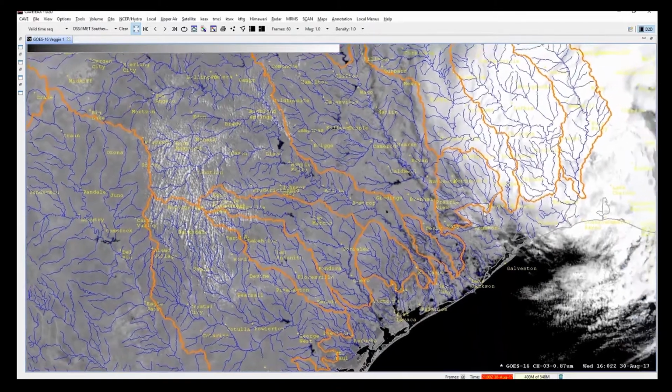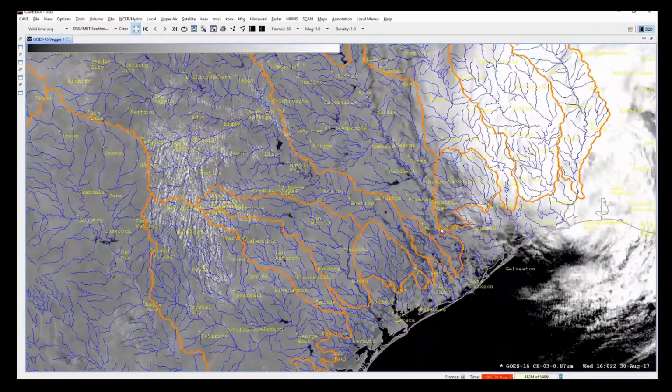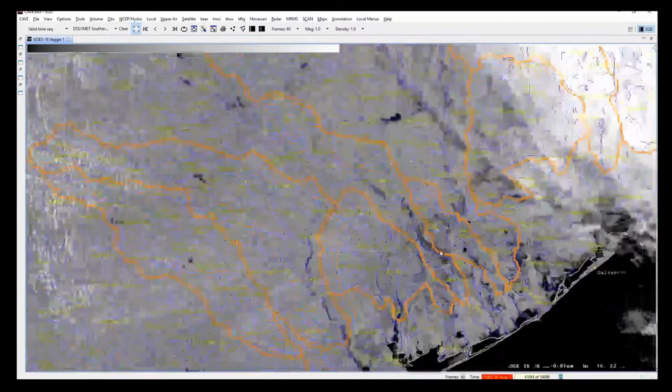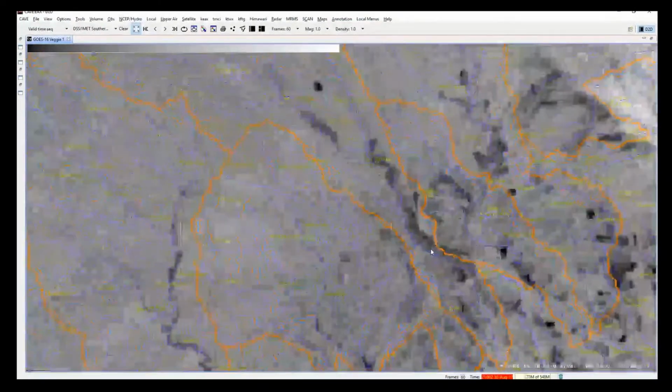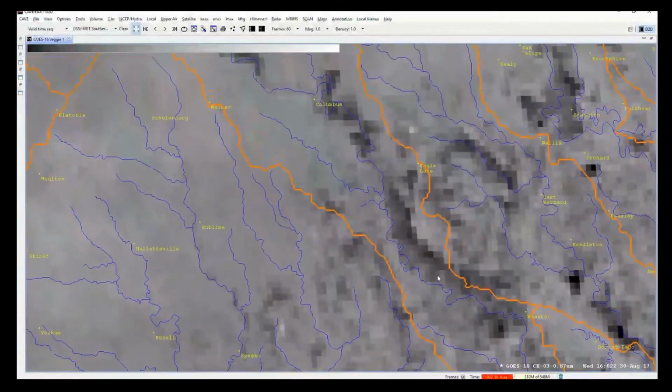And we're going to take a tour of some of the features that are shown on these basins just to show you that flooding can be observed with GOES. The first thing I'd like to take a look at, if you can zoom a little bit in on the Brazos, which is, that's the Colorado right in here. You can see some of the dark colored floodwater.